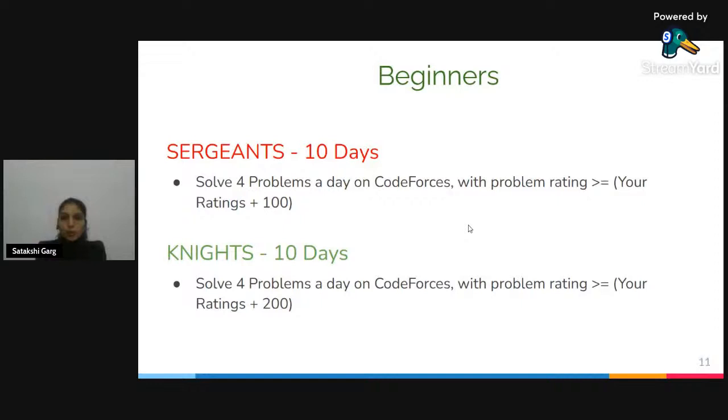And you have to solve four problems each day. The level will last for 10 days and you have to solve four problems each day with a problem rating of your rating plus 100. So this is how the surgeon's level goes. Suppose you clear this level, you have crossed 10 days, you have maintained a successful streak, now you become a knight. Now the number of problems remains the same, the number of days remains the same, but the problem rating increases. Now it becomes plus 200. So initially you were solving problems of rating 1100, now you will be solving problems of rating 1200. So that is how the knight's level goes.